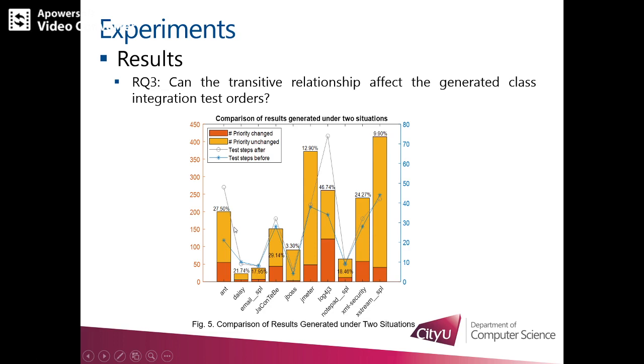To evaluate the transitive relationships' effects on the generated class integration test orders, we applied our previously proposed approach to generate class integration test orders under 2 situations, that is, only considering direct relationships and considering both transitive relationships and direct relationships. The results show that changes of test orders exist in all programs, especially in program log4j3, where the test priority of more than 46% of the classes differs in the two test orders.